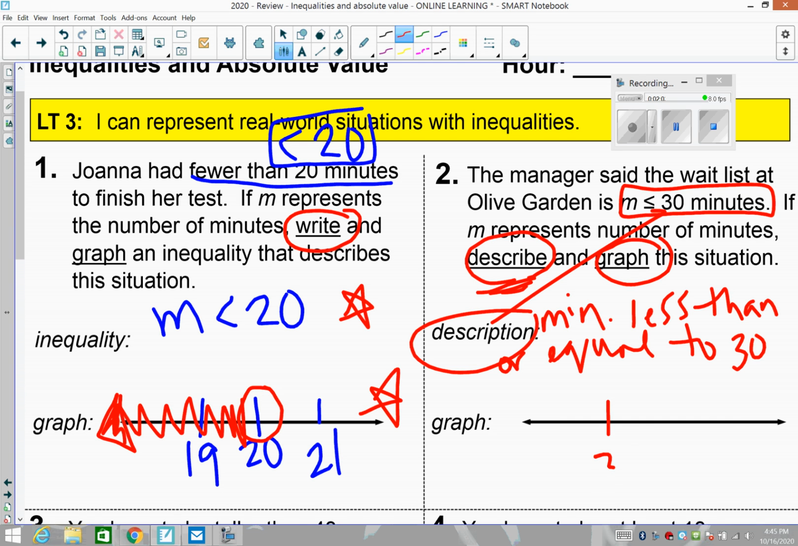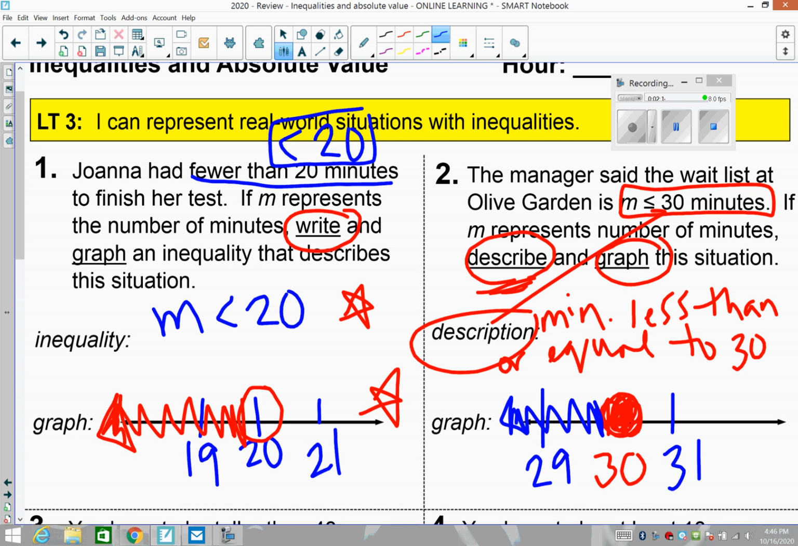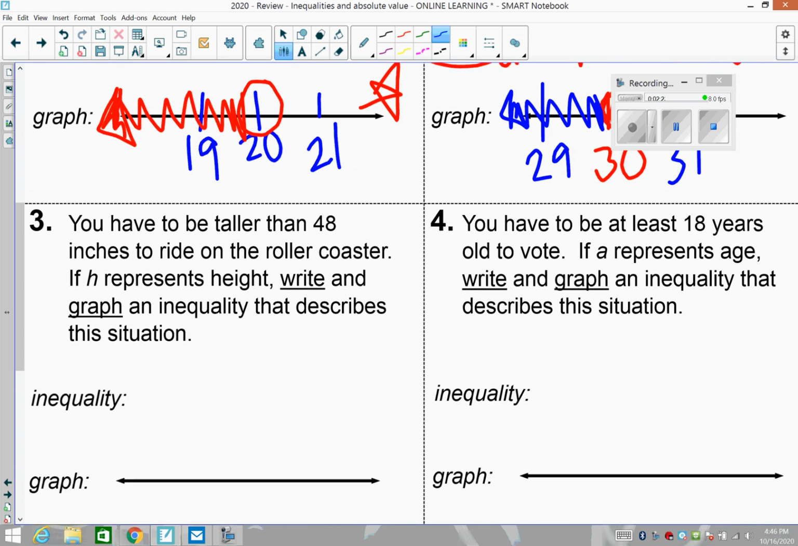So the graph of that would be 30 minutes with a closed circle. Could be equal to 30 minutes or any minutes less than that. So 29 minutes perhaps, but the manager is not estimating it to exceed 30 minutes. So I'm not going to shade in the direction where 31 minutes is. So less than or equal to 30 minutes.